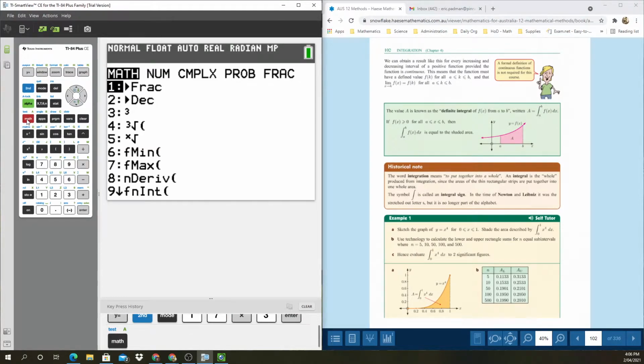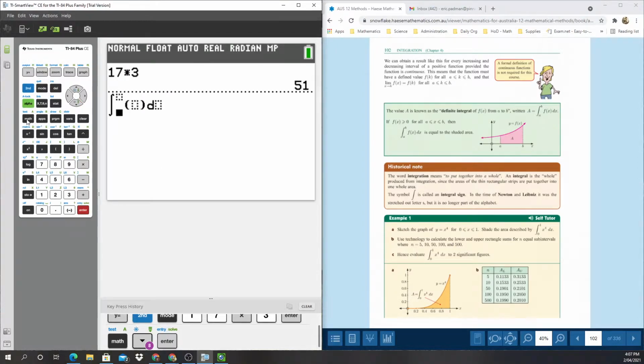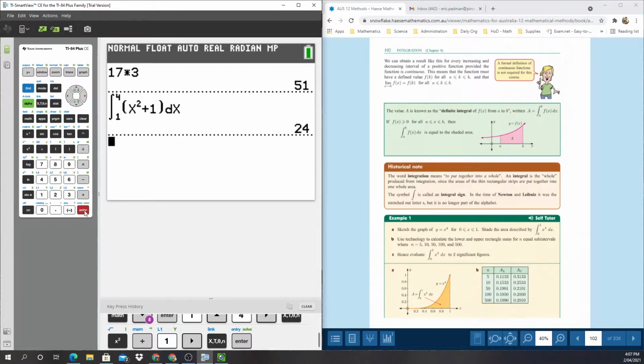Let's see if I remember how to do this. Math. Okay, yes, integral. Number 9. All right, there we go, and we got a little integral function. So we're going to do the function we're just looking at. We're going to go from 1 to 4, like such, and put in our function. So we put our variable squared plus 1 and d variable key, important. And what do we get? We get 24. So that is actually equal to 24.